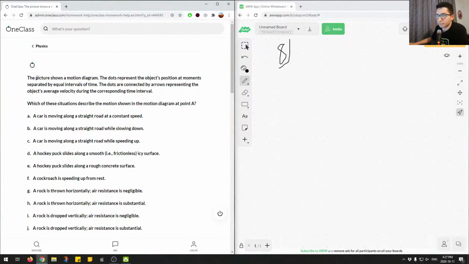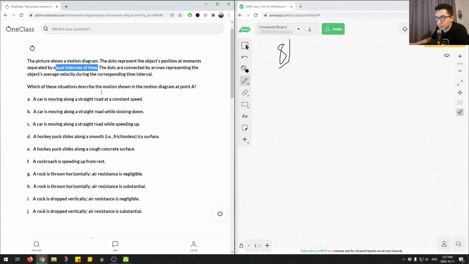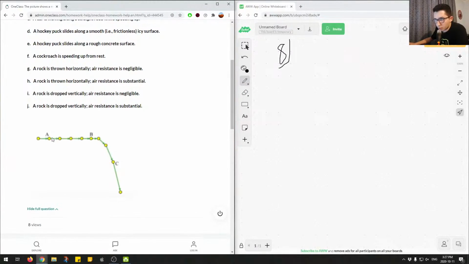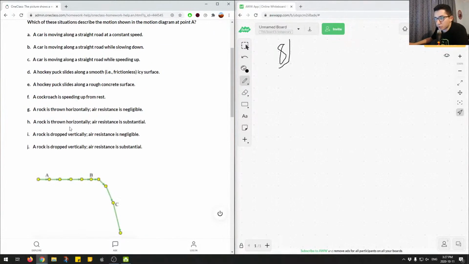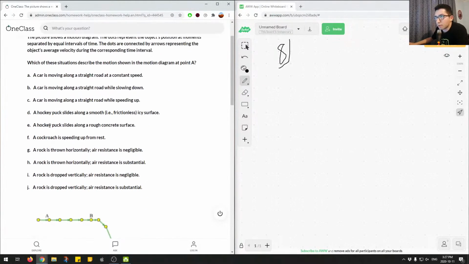So the picture shows a motion diagram. So yeah, we have a picture down here. The dots represent the object's position at moments separated by equal intervals of time. So between each dot, there's an equal time interval. So between this dot and this dot and this dot and this dot, the same amount of time passes. The dots are connected by arrows representing the object's average velocity during the corresponding time interval. So these arrows represent average velocity.